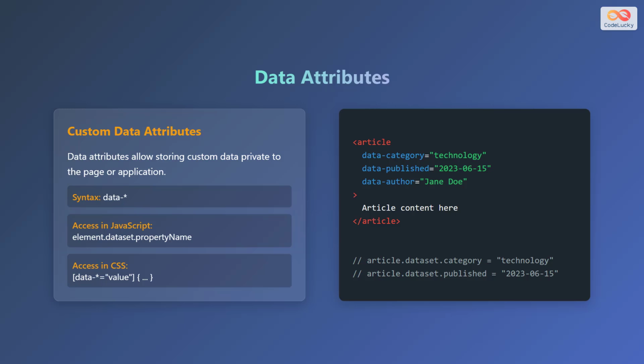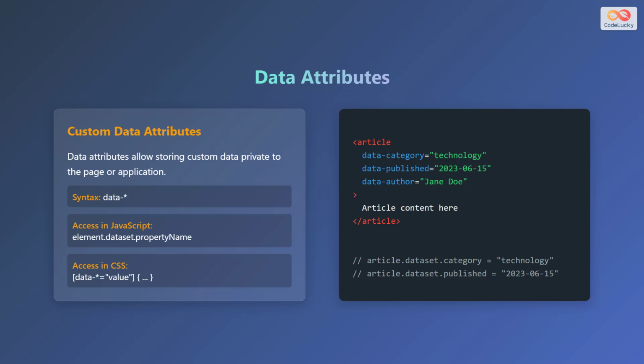Now let's explore data attributes. Data attributes allow storing custom data private to the page or application. The syntax is data-*. Access in JavaScript, element.dataset.property_name. Access in cascading style sheets, within square brackets data-* equals value.